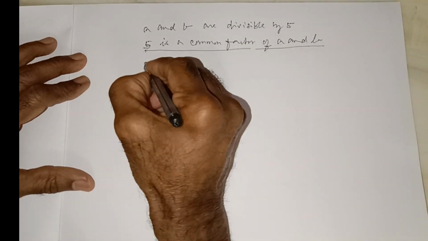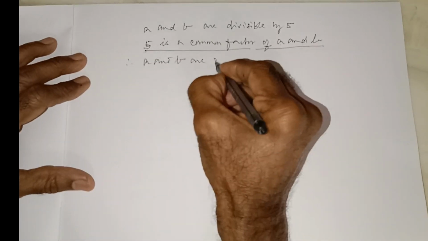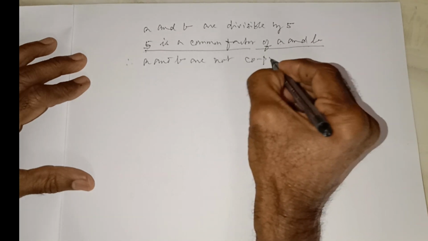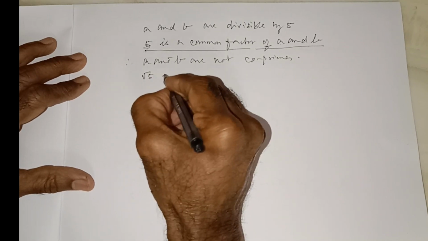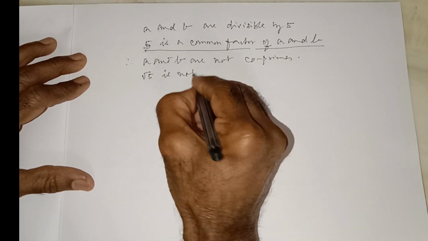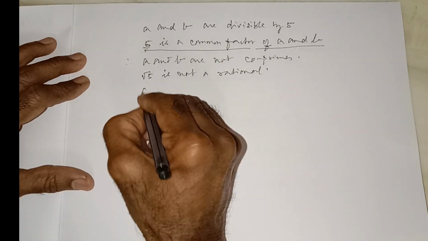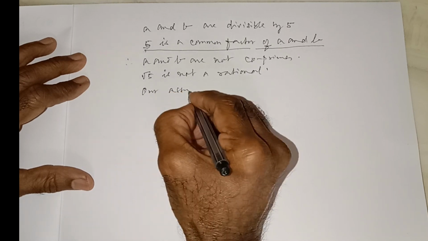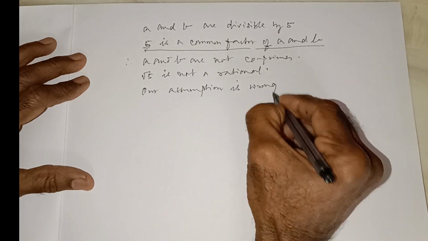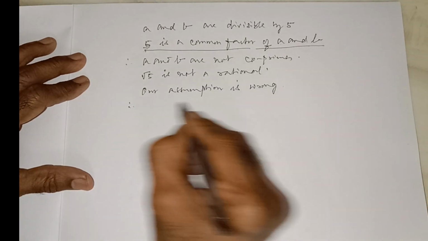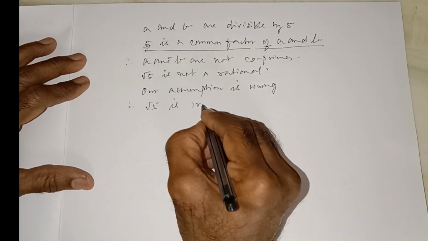Therefore, a and b are not co-primes. If they are not co-primes, root 5 is not a rational number. Our assumption is wrong. Therefore, we finally conclude that root 5 is irrational number.